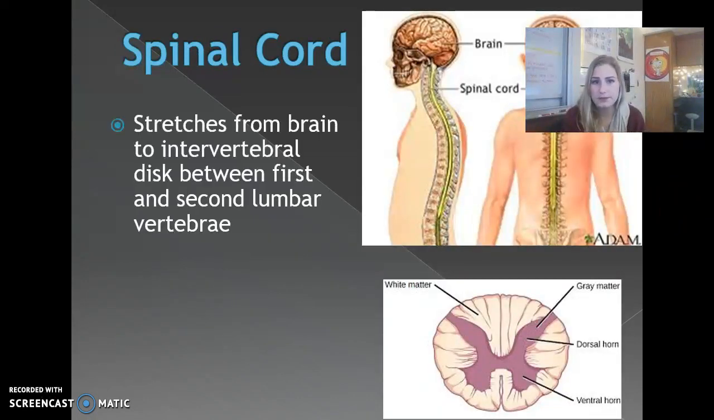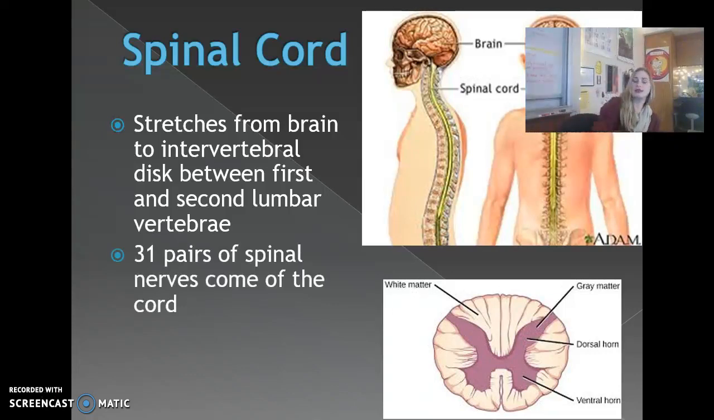So our spinal cord stretches from the brain to the intervertebral discs, all between the first and second lumbar vertebrae. So it goes all the way down to right above your hips. Here we see these 31 pairs of nerves that jut out in between the vertebrae. And that's when you get a pinched nerve. If one of those vertebrae slides or compresses, that's when you're literally pinching that nerve.